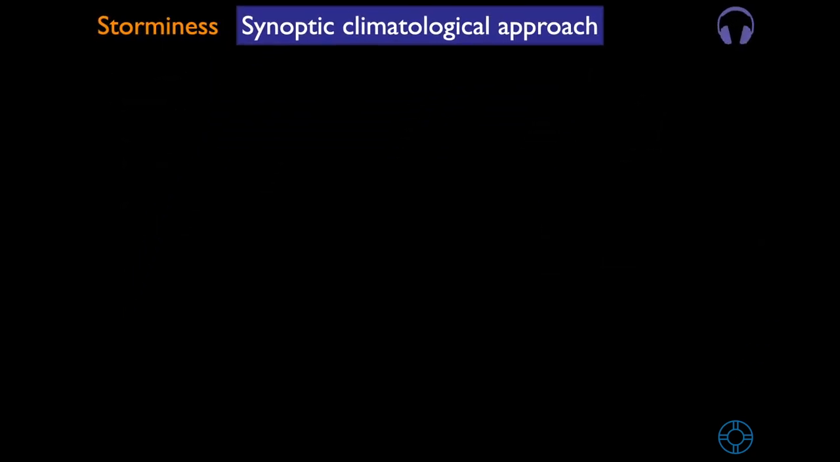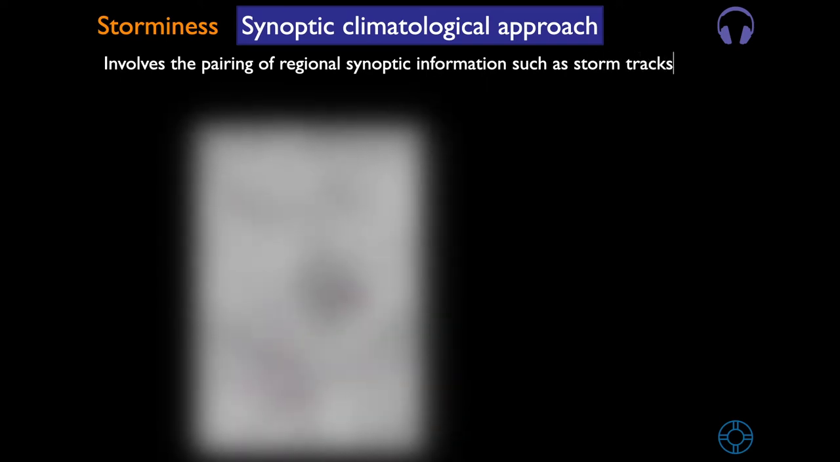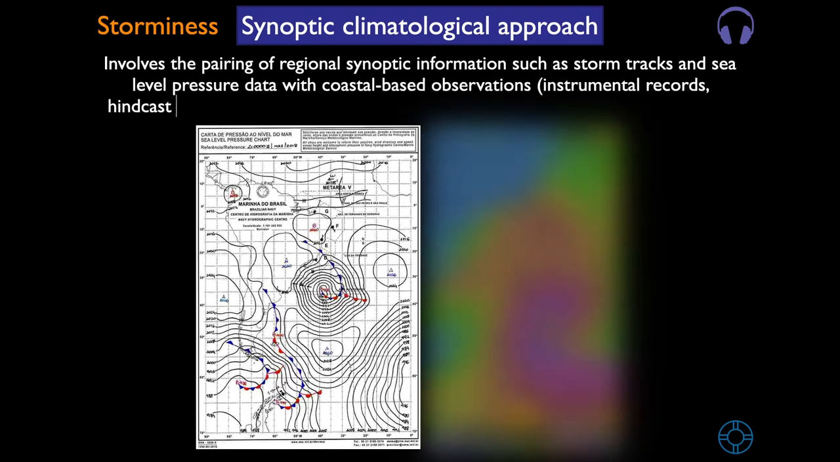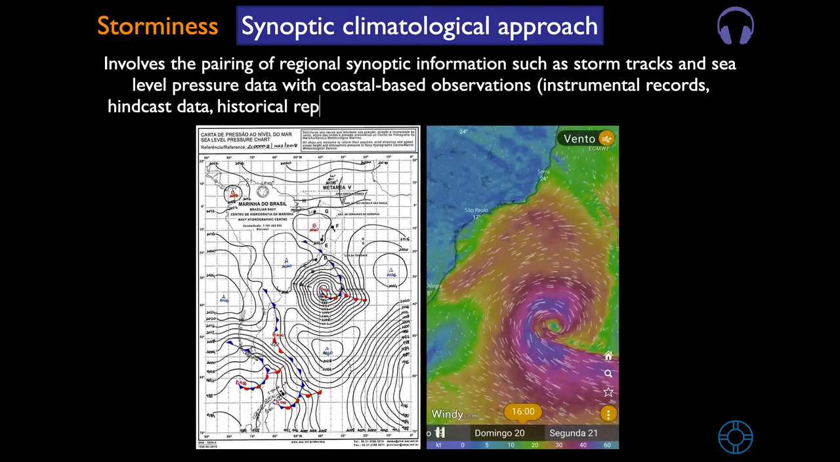The synoptic climatological approach involves the pairing of regional synoptic information such as storm tracks and sea level pressure data with coastal-based observation like instrumental records, hindcast data, historical reports, etc. for the particular coastal region of interest.